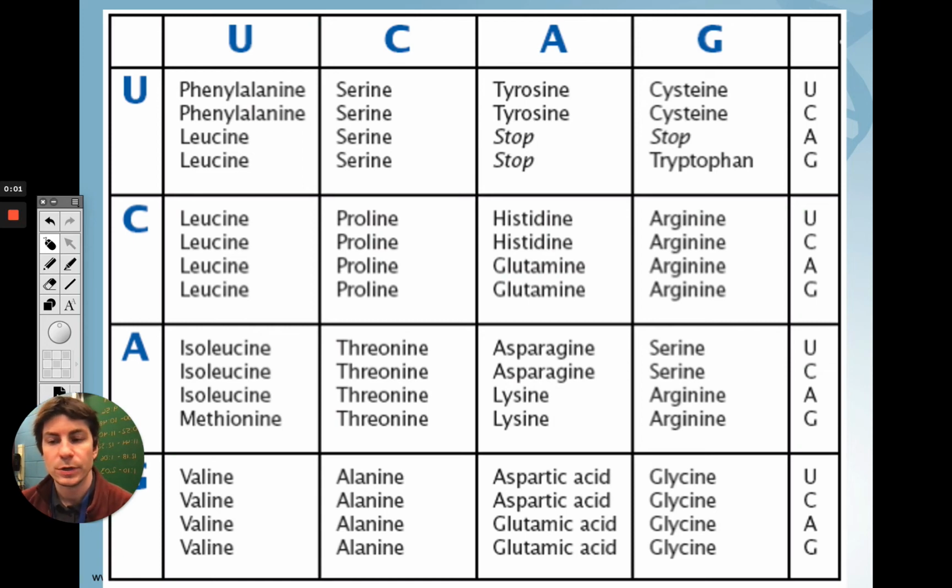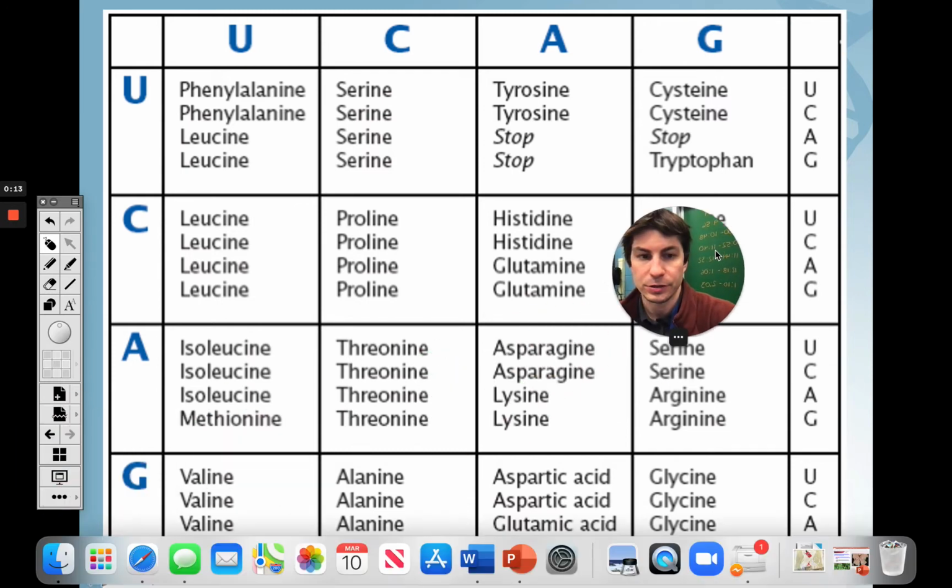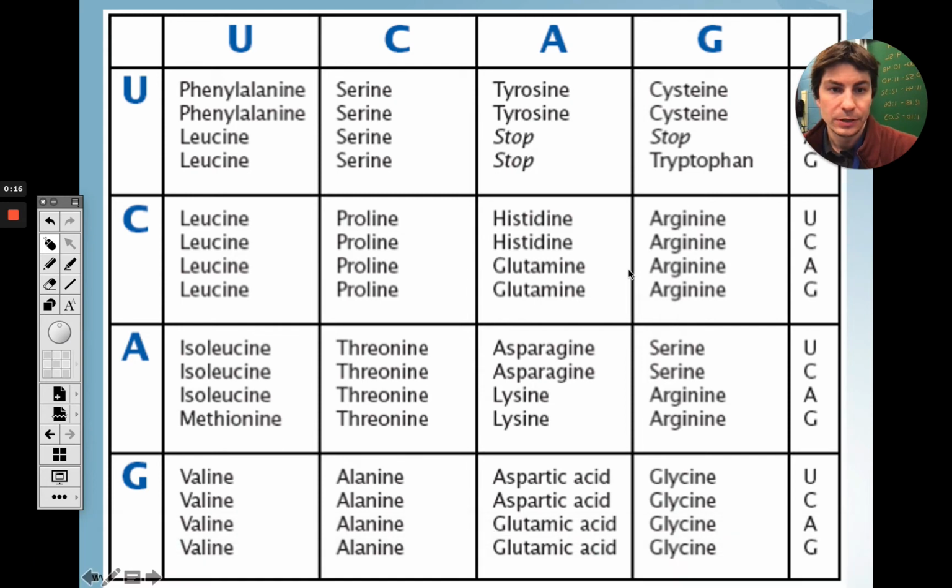So I just wanted to go over some examples today, guys, of our DNA going to RNA, going to a protein, and give you all the different scenarios that we could do given those different variables. So here's our codon chart.